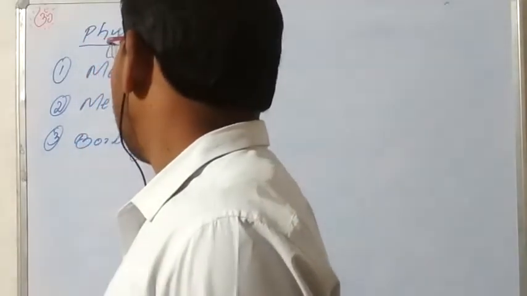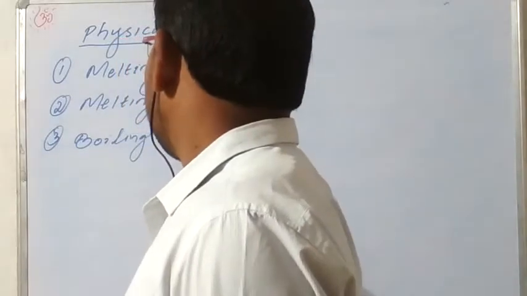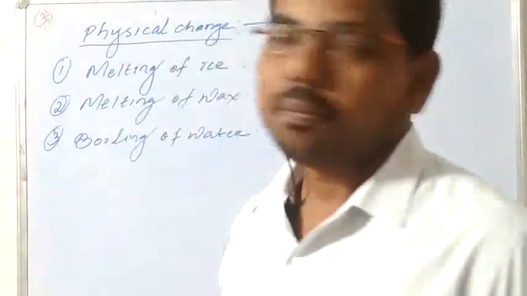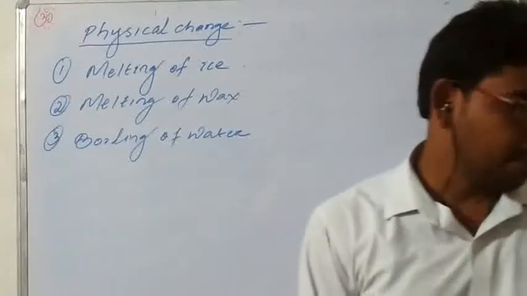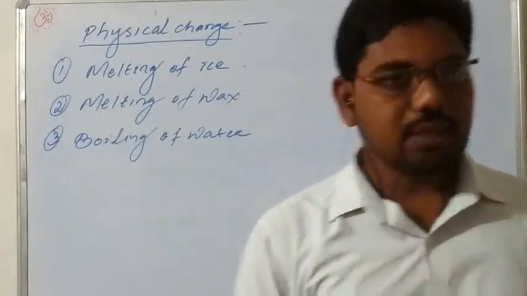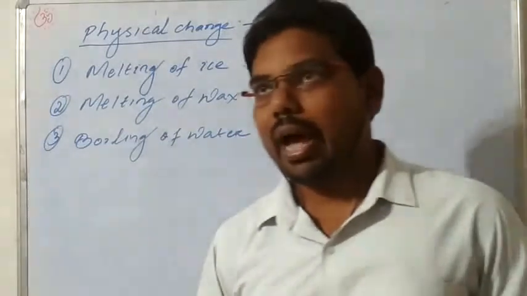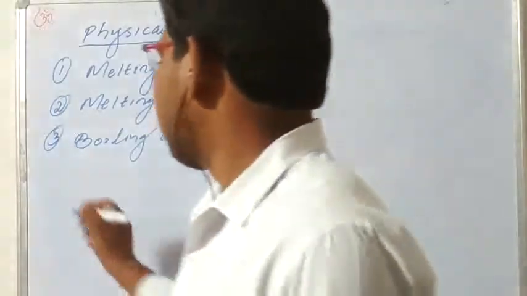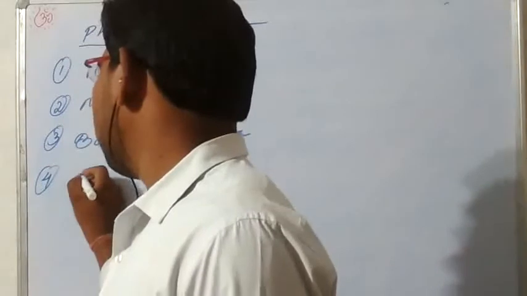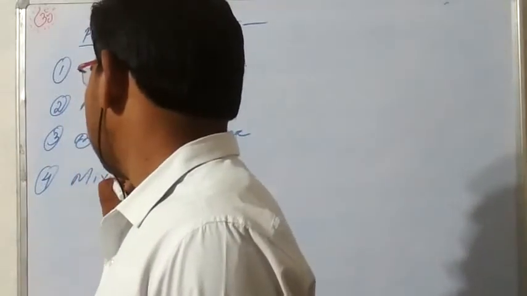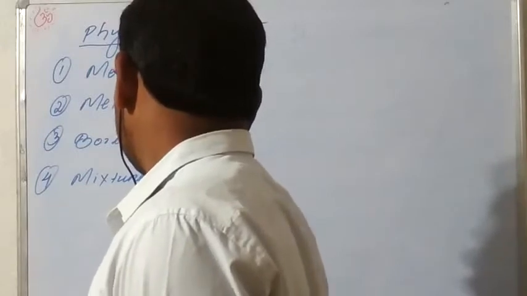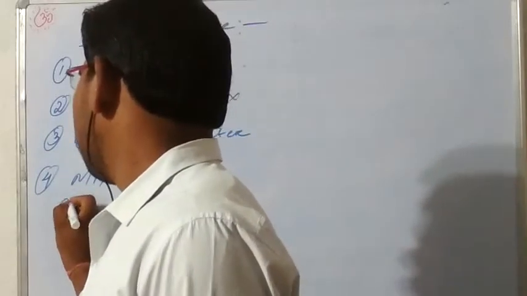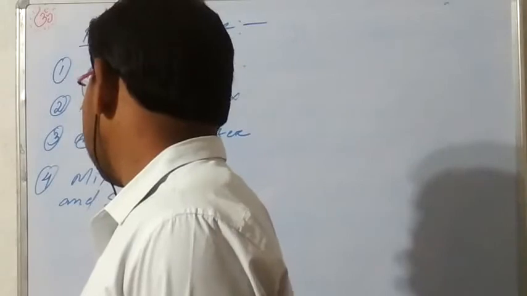Okay, boiling of water is also a physical change. Mixing of iron filings and sand, this one also we can easily separate by a physical process. Mixture of iron and sand. So there are many more examples of physical change.